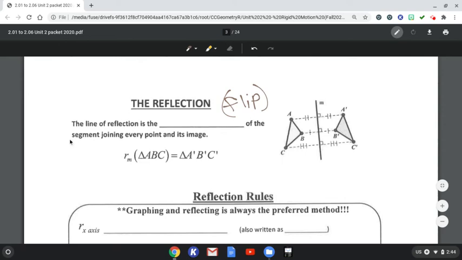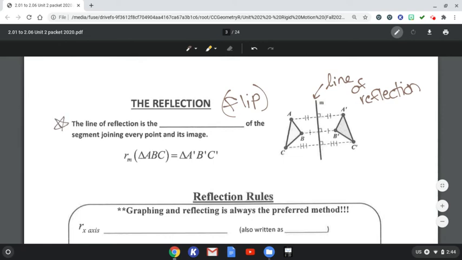But when we take a triangle and we reflect it, this line M here in this picture is called the line of reflection. So this is just any line kind of drawn on the paper. If we're in the coordinate plane, we might have the y-axis or the x-axis, but here we have a triangle ABC and we flip it over the line and it becomes triangle A prime, B prime, C prime.